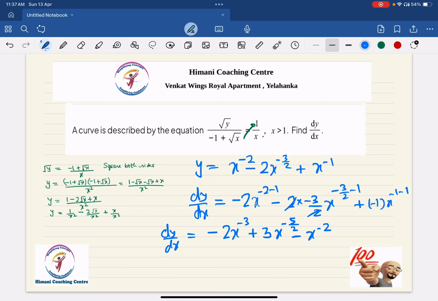If we want to make the powers positive, we can just rewrite this as minus 2 over x cube plus 3 over x to the power 5 over 2 minus 1 over x square, and that is going to be dy by dx.